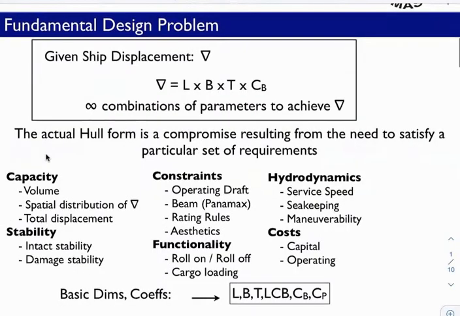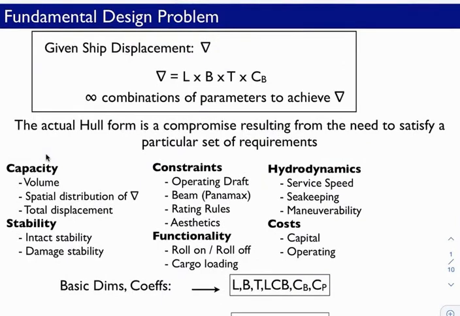So the fundamental design problem includes a lot of aspects. You have the key particulars or key dimensions that we've been working with in the project and the class: the length, beam, and draft, as well as the block coefficient. These are the four fundamental parameters. From that, you have the displacement, which you can compute from those four.